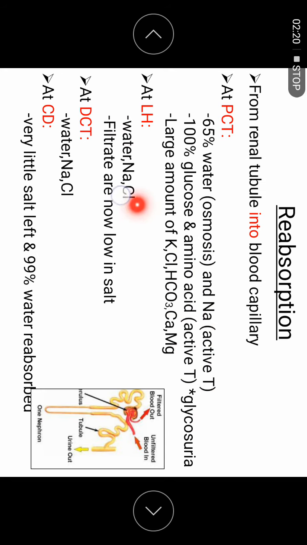At the loop of Henle, we will again have water, sodium, and chlorine being removed into the blood capillary, reabsorbed. Okay, so if you see after the PCT, when they enter the loop of Henle, now the filtrate is low in salt, because sodium and chlorine are being taken out. That means there's less salt inside the tubule now. At the DCT, you have again water, sodium, and chloride being removed some more. So this one is to remove most of the water and sodium into the body.